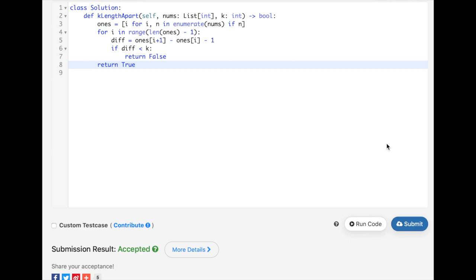and it was accepted. So the running time for this solution, first we enumerate through nums to get all of the indices where there's a 1. So that would be O of n. And then we iterate through all of the indices. So that would be like O of k. K would be the number of 1s in the array nums. K is going to be a lot smaller than n. So the overall time complexity is O of n.